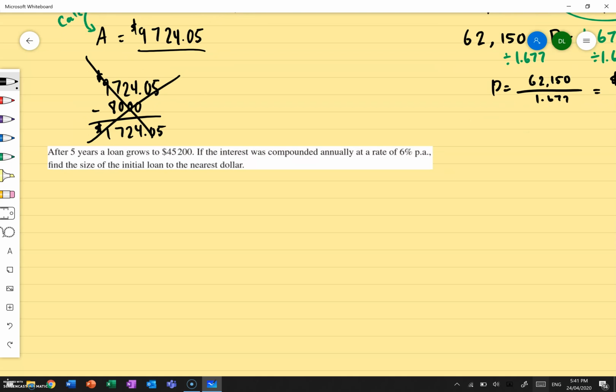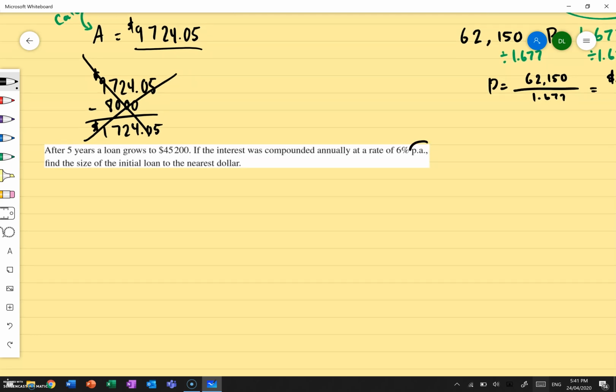After 5 years, a loan grows to $45,250 if the interest was compounded annually at a rate of 6% per annum. That's per annum, which means per year. Find the size of the initial loan to the nearest dollar. Once again, I need to find my initial loan, which is P. Times 5 years. My loan grows to $45,200. So that's my A, because it grows to that amount. And my 6% is my R.